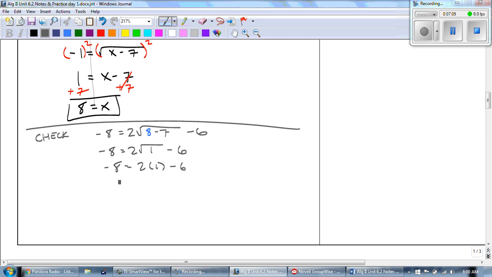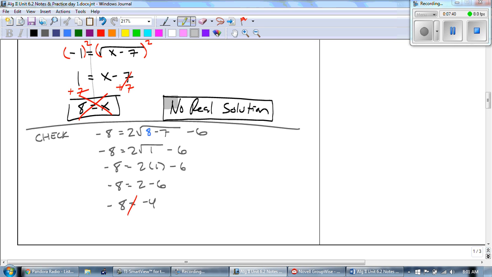2 times 1 is 2, but then 2 minus 6 is -4. Wait, -8 doesn't equal -4. That's, no. So that means that this is not my answer. My answer is no real solution, okay? So you have to do the check down here to prove that your answer works, because if it doesn't work, then your answer is no real solution, okay?